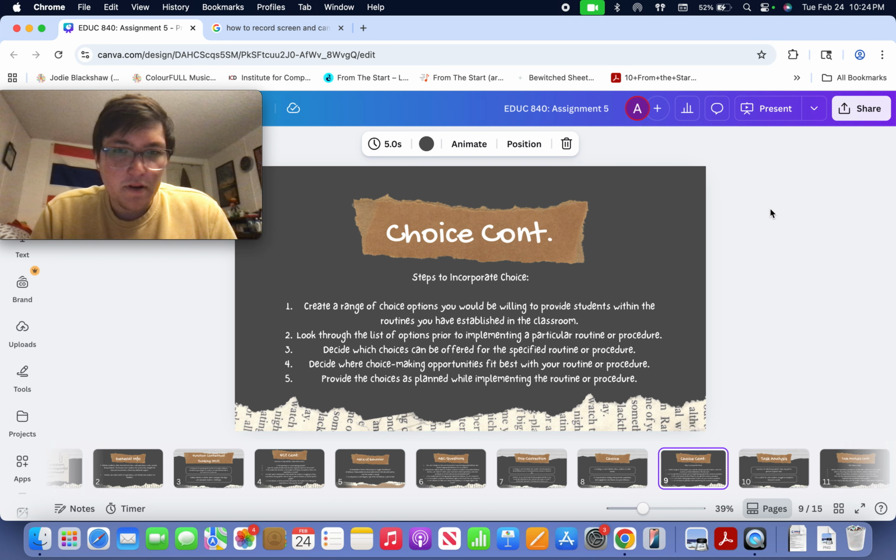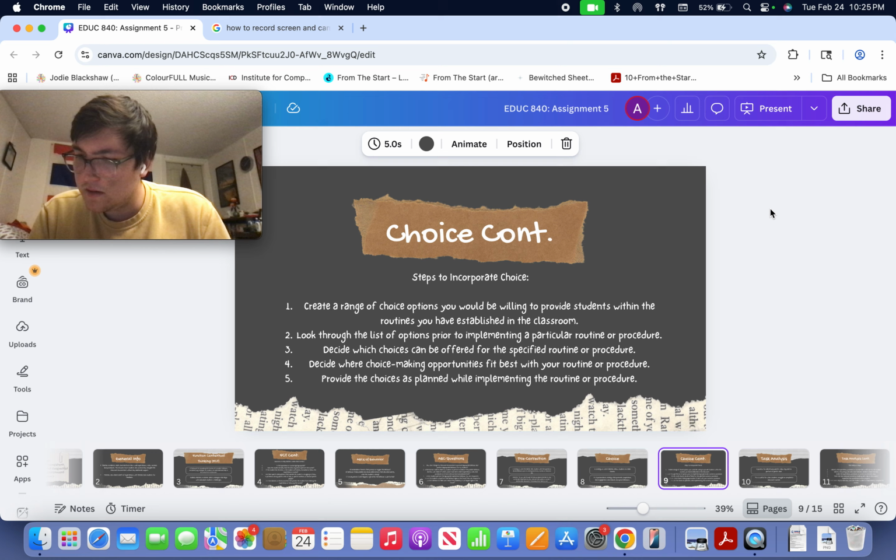One, create a range of choice options you would be willing to provide students with within the routines you have established in the classroom. Two, look through the list of options prior to implementing a particular routine or procedure. Three, decide which choices can be offered for the specific routine or procedure. Four, decide which choice-making opportunities fit best with your routine or procedure. And lastly, five, provide the choices as planned while implementing the routine or procedure.